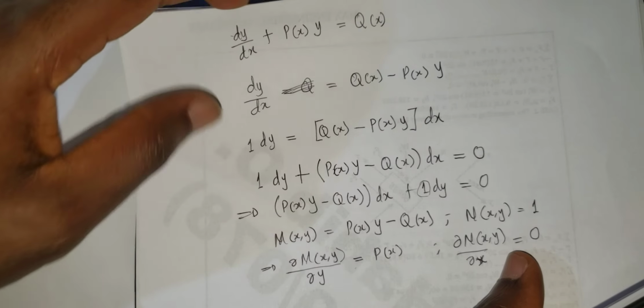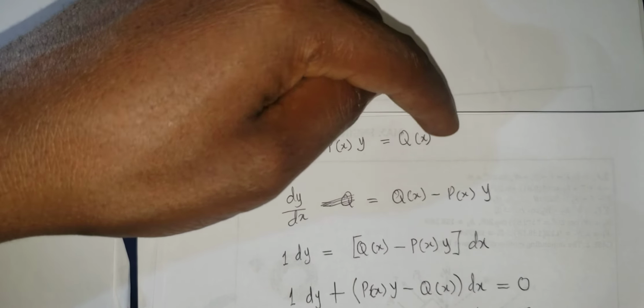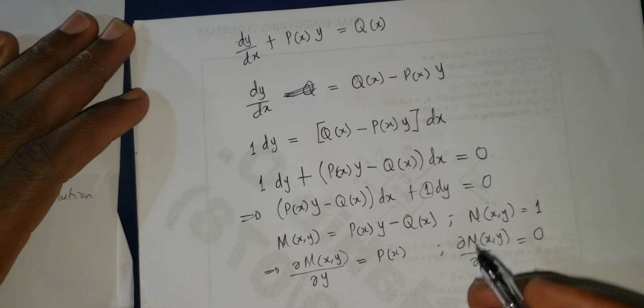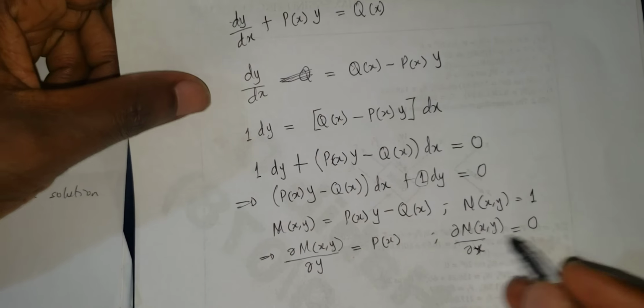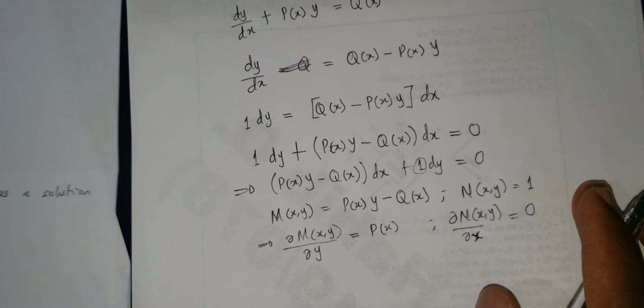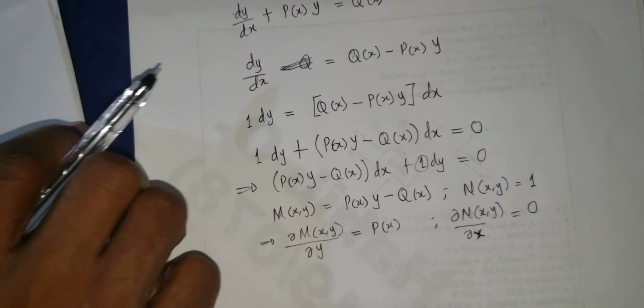If p of x was 0, there will be no need to even consider this case, because then it will just be a separable differential equation which you can solve using that direct integration that we've done before. So in this case p of x will always not be 0. So this is obviously not exact. And then we can now check our conditions for getting an integrating factor. So we see if we can actually get an integrating factor for this problem.